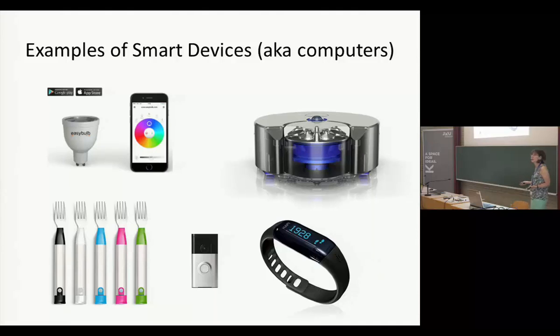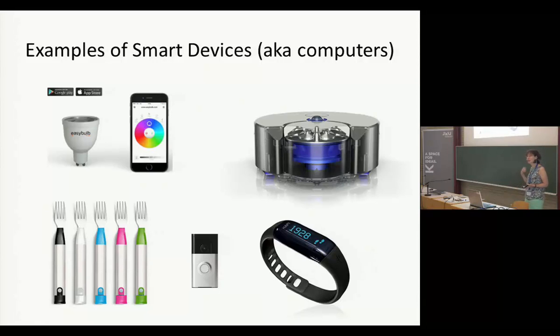Okay. So, smart devices. These are computers. And we have them all the time. We have light bulbs. You can sit at your tablet or your phone and, if you have smart light bulbs, make them go up or down, change the color, change whatever. We have happy forks. These are ones for dieting, where you get haptic feedback if you're eating too fast, to get you to slow down, right?